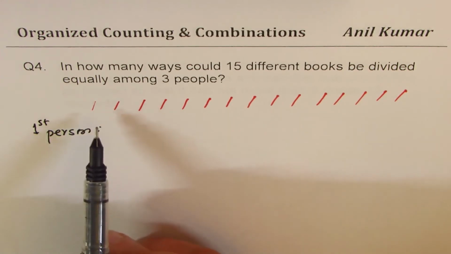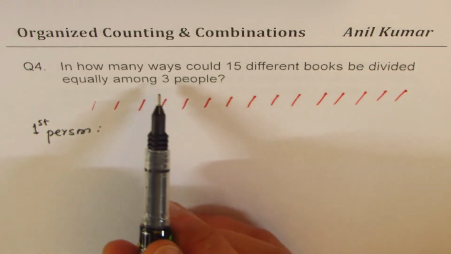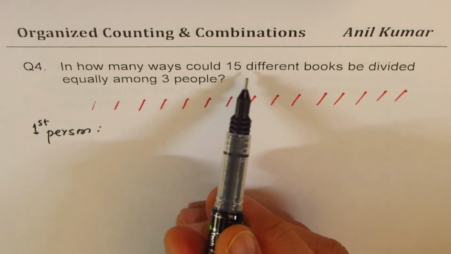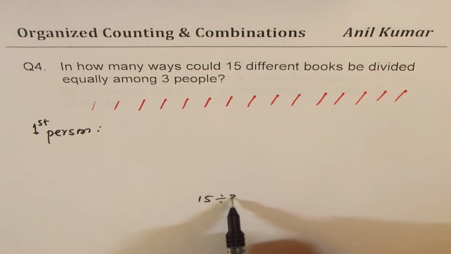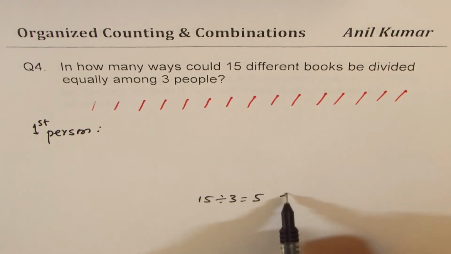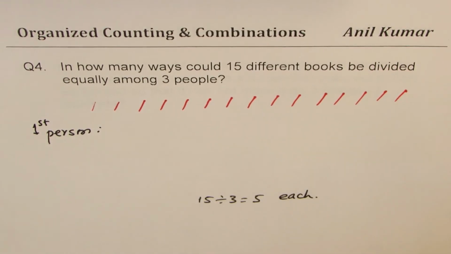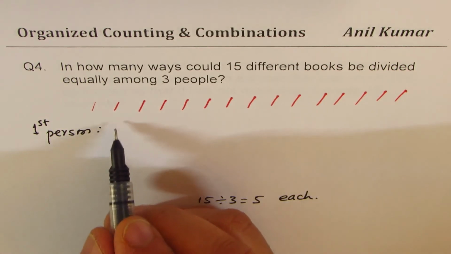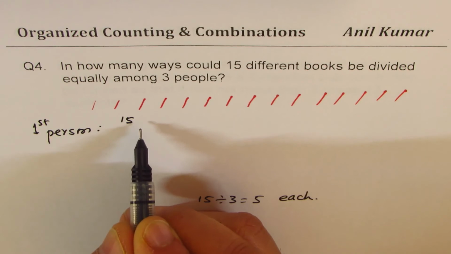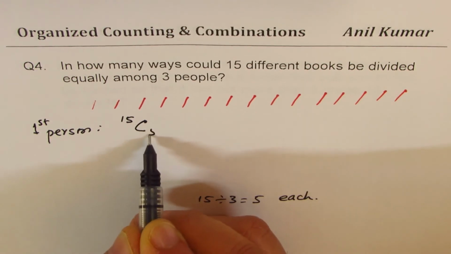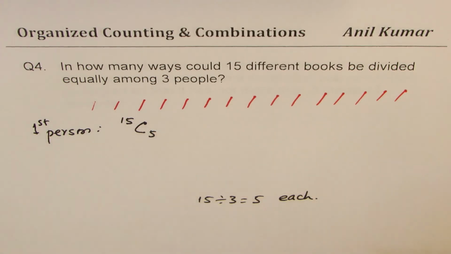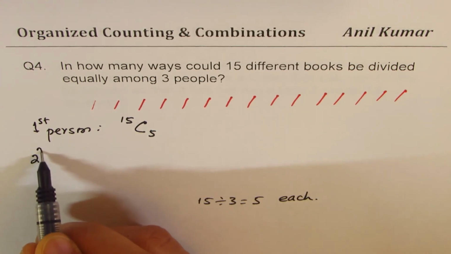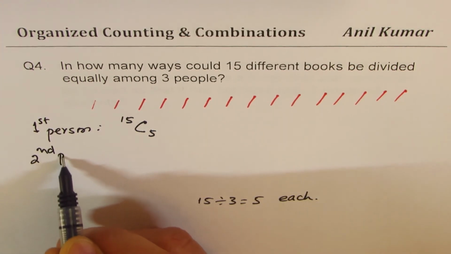He or she can select five, right? Equally means five. 15 divided by 3 is 5 each, right? So we are looking for 5 each. So the first person has a choice of selecting or getting 5 from 15. Now once we take away those 5, what happens when we give the choice to the second person?